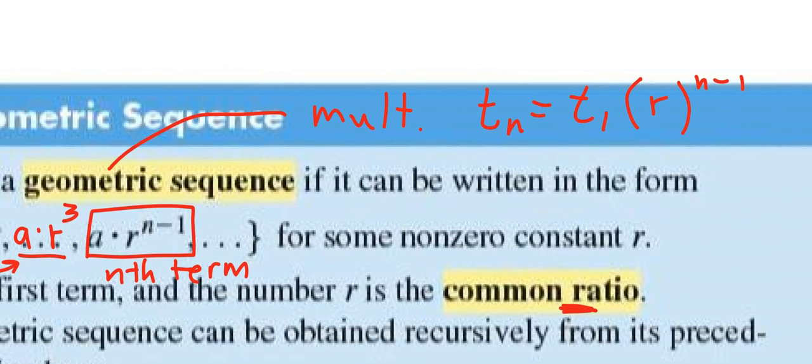By the way, would this be an explicit formula or recursive formula? This would be your explicit formula, folks. This is the one that will be more useful to you because you will be able to find any term of a sequence that you want. If I asked you to find the 500th term of a geometric sequence, you better believe you're going to use this one.